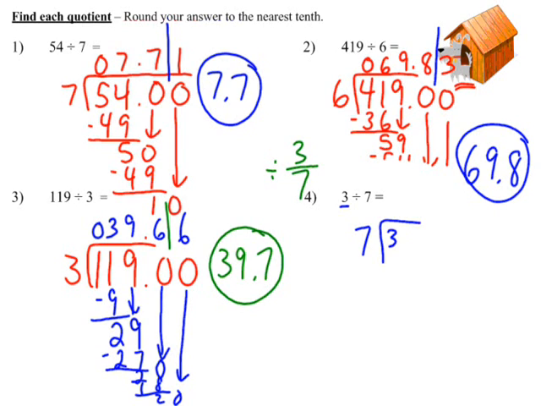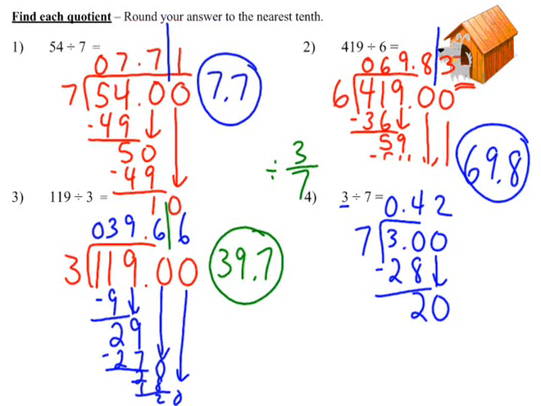Now since I'm doing this to the nearest tenth, I'm going to add a decimal and 2 zeros. 7 does not go into 3, but it will go into 30 4 times. 7 times 4 is 28. Going to subtract and get 2. And bring down my 0. 7 goes into 20 twice, and we have everything we need. No need to go any further because we're rounding to the nearest tenth. So to the nearest tenth, that would be 0.4 or 4/10.